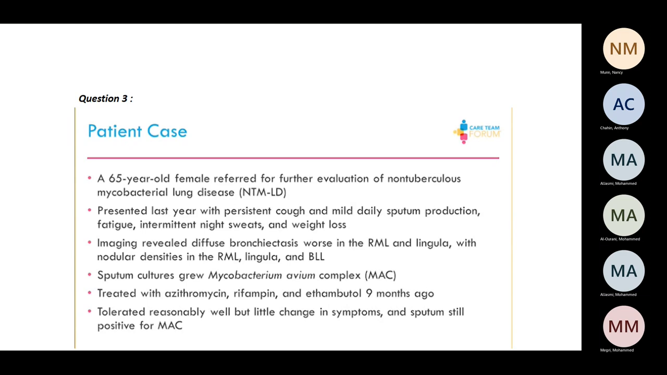A 65-year-old female referred for further evaluation of nontuberculous mycobacterial disease. Presented last year with persistent cough and mild daily sputum production, fatigue, intermittent night sweats, and weight loss. Imaging revealed diffuse bronchiectasis worse in the right middle lobe and lingula, with nodular densities. Sputum grew MAC complex. Treatment with azithromycin, rifampin, and ethambutol 9 months ago. Tolerated reasonably well, but little change in symptoms, and the sputum is still positive.